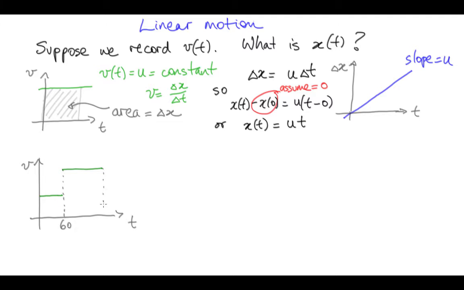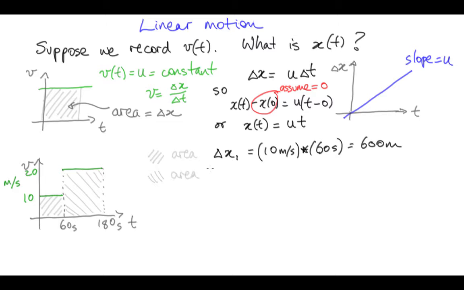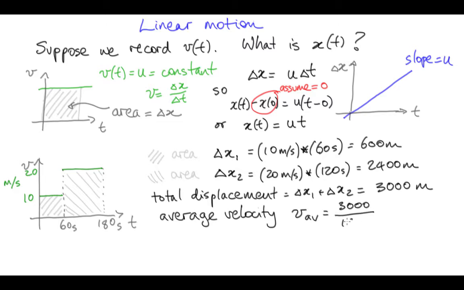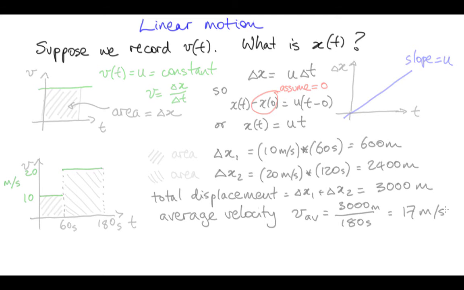Let's look at a little example. Suppose a train travels for 60 seconds at 10 meters per second, and then 120 seconds at 20 meters per second. So it will travel 600 meters in the first segment and 2,400 meters in the second. The total displacement is 3 kilometers overall in the total time of 180 seconds. We can calculate the average velocity for the journey as 3,000 meters over 180 seconds. Note the average speed is not 10 plus 20 over 2, because the time spent at each speed is different.